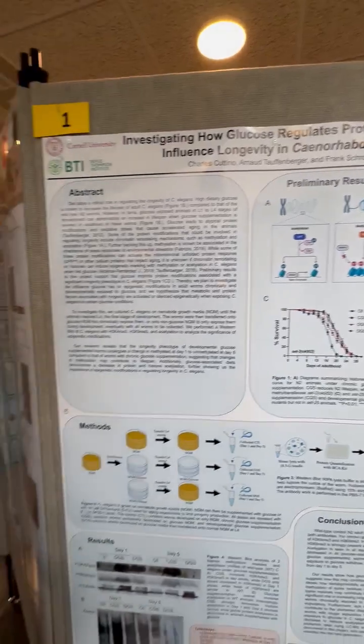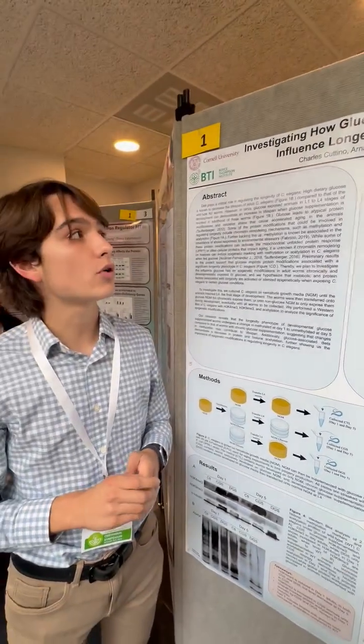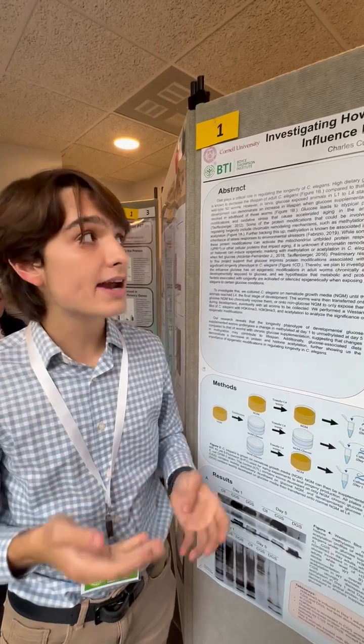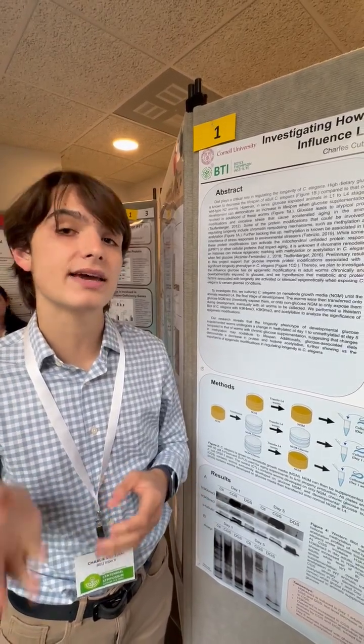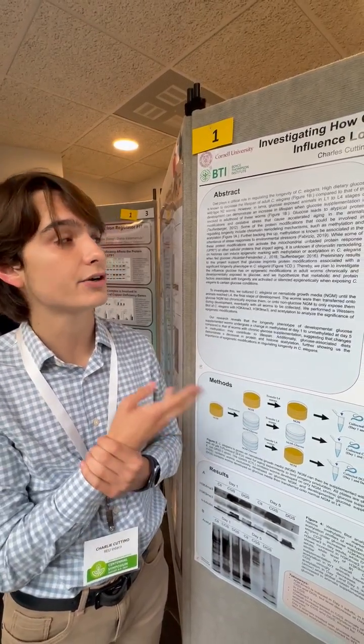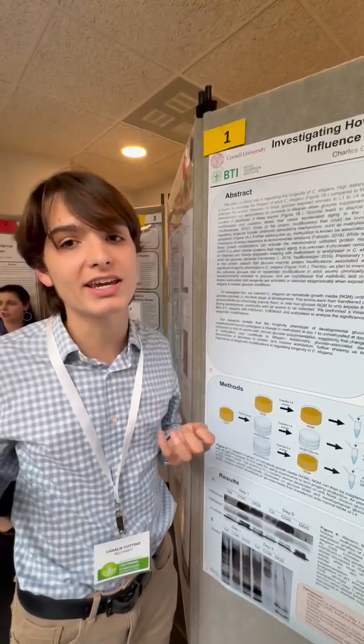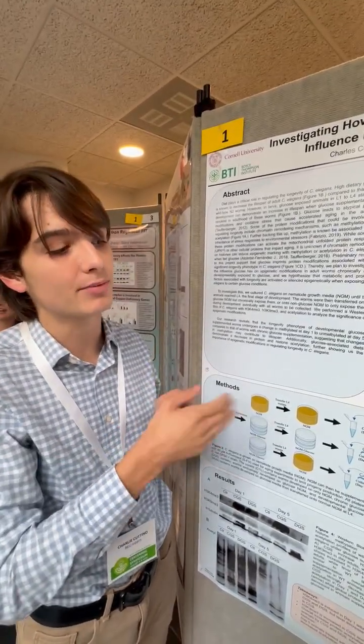So diet plays an important regulatory role in the longevity of the nematode C. elegans, and in particular, high dietary glucose is known to decrease the life expectancy of C. elegans due to the high dietary glucose leading to oxidative stress, and then also abnormal protein modifications that are associated with the decline of aging.